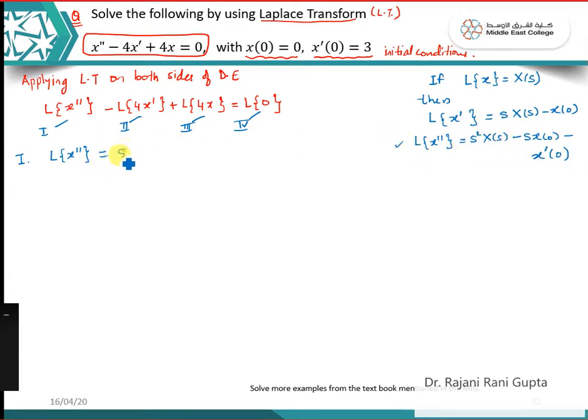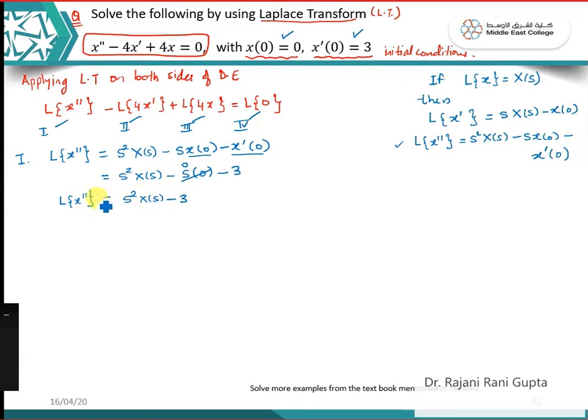So this gives us s square X of s minus s x of 0 minus x dash of 0. Now the values of x of 0 and x dash of 0 are available from the question. Substitute it here: s square X of s minus s into the value of x of 0, which is 0. x dash of 0 is 3. So this term cancels to become 0, and we end up with s square X of s minus 3. This is Laplace of x double dash.